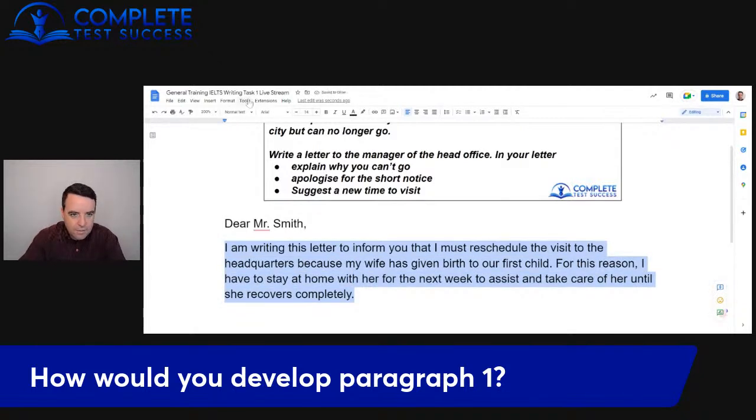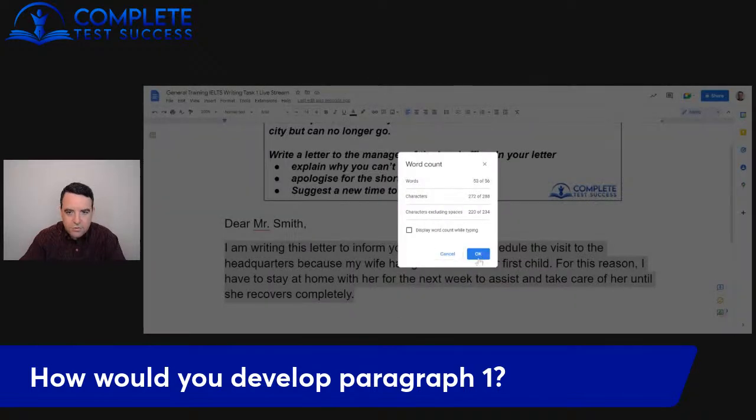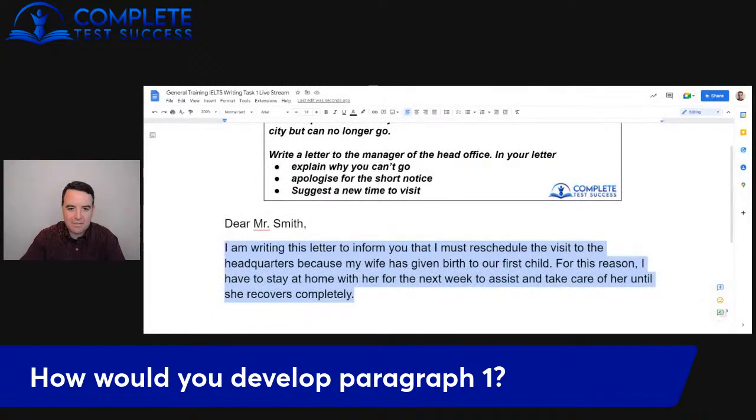Now, how many words have we here? Looks just about right. 53. I am completely wrong. It's too short. Okay, so we're still looking for about another 10 words or so onto this. So what else could we say here? We still need to finish this paragraph.